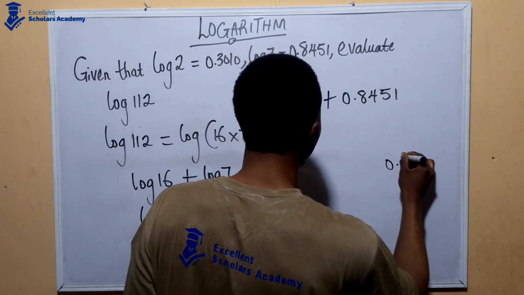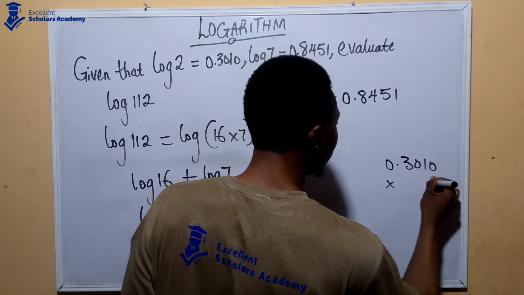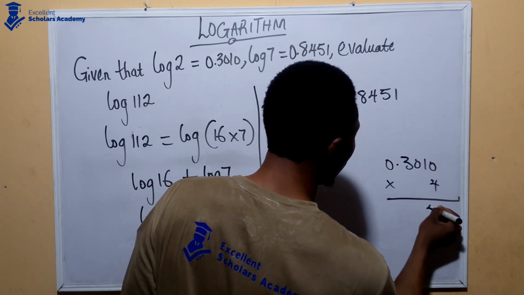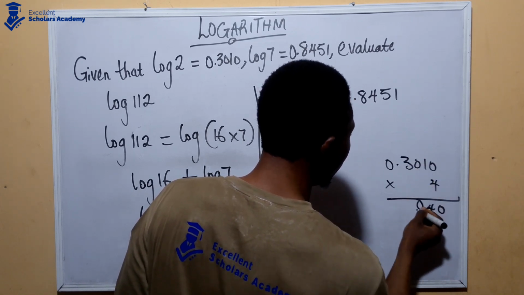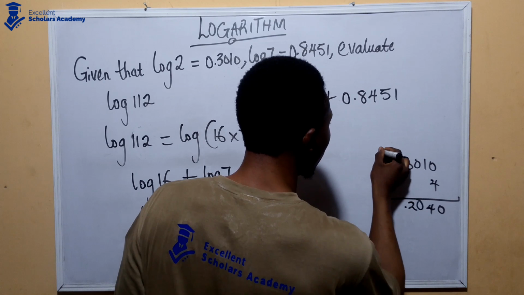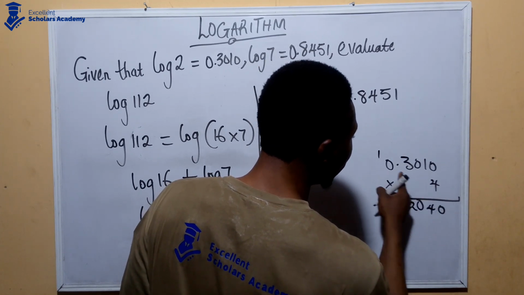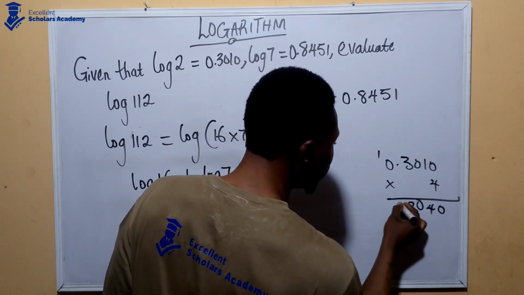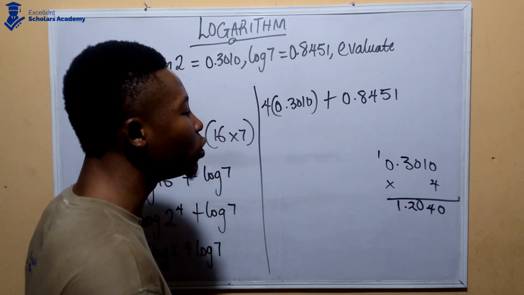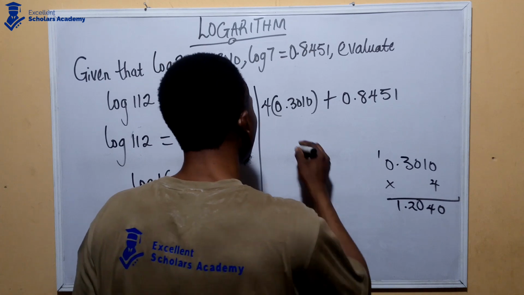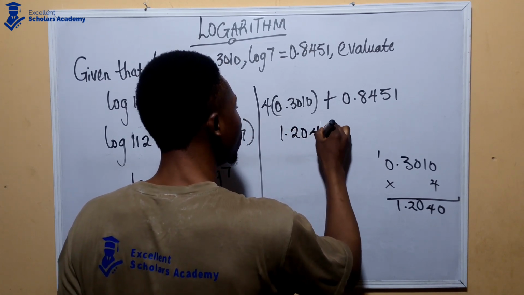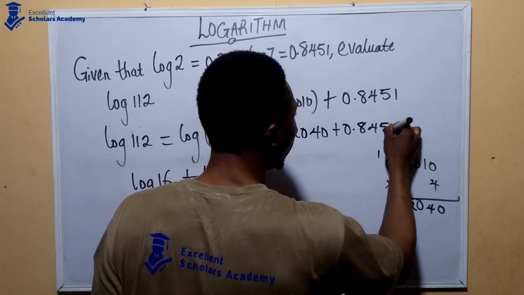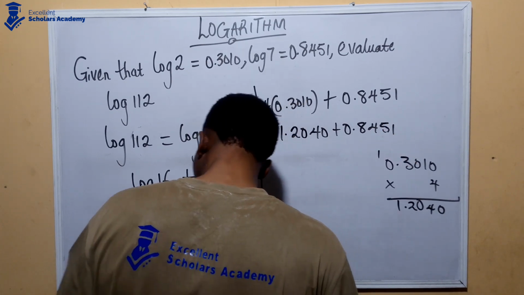Right, so now let's multiply this. We have 0.3010 multiplied by 4. 4 times 0 is 0, 4 times 1 is 4, 4 times 0 is 0, 4 times 3 gives us 12. That gives us 1.2040. So we have 1.2040 plus 0.8451.